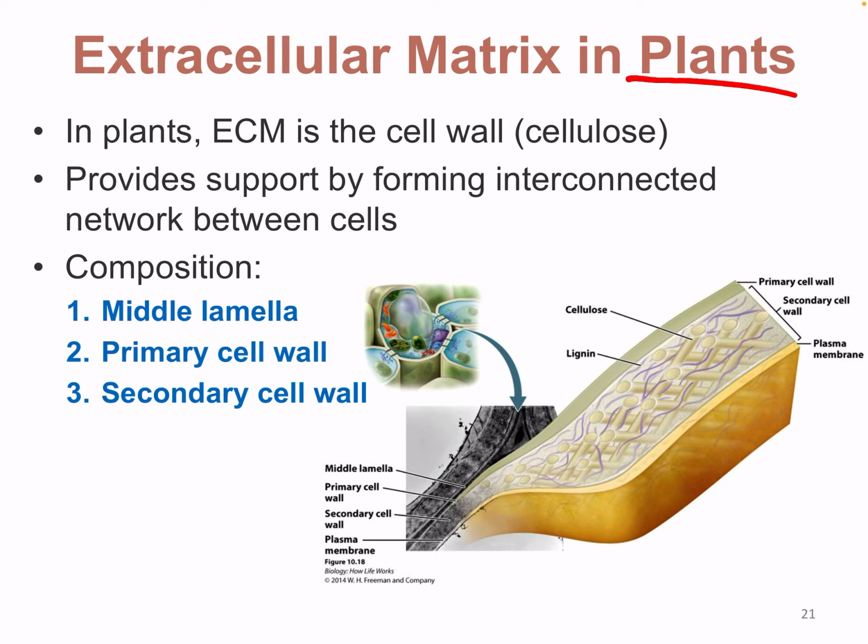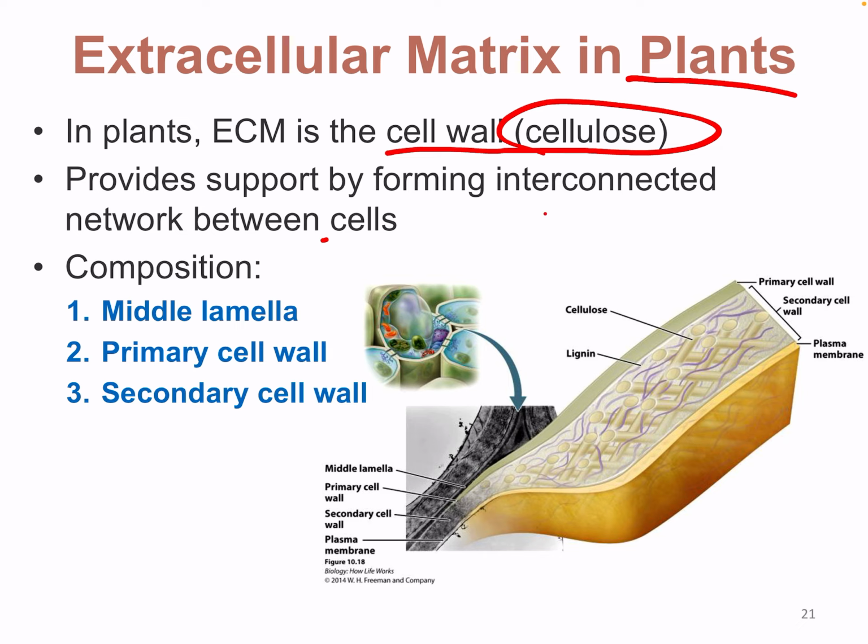So, for example, in plants, the ECM is the cell wall, which is made of cellulose. This cellulose provides support by forming an interconnected network between cells, and this composition is in the middle. It forms the middle lamella, the primary cell wall, and the secondary cell wall.